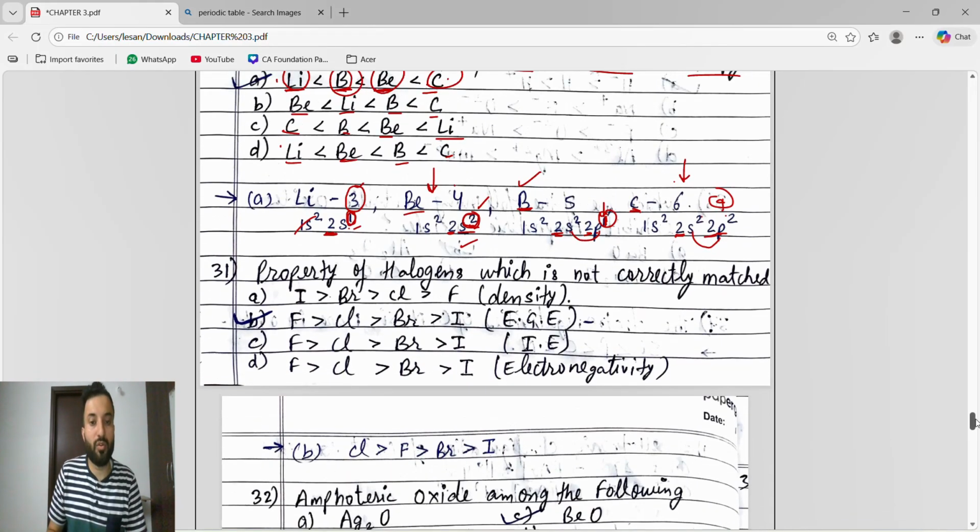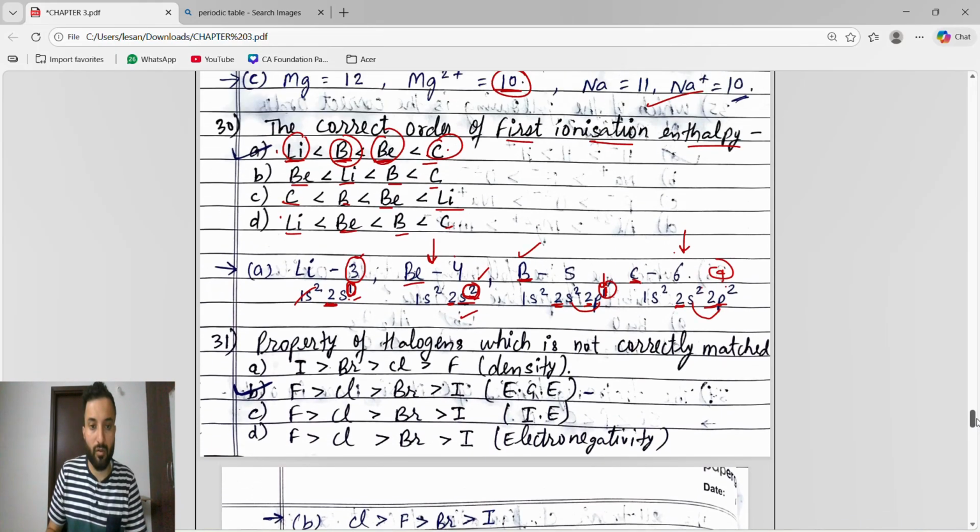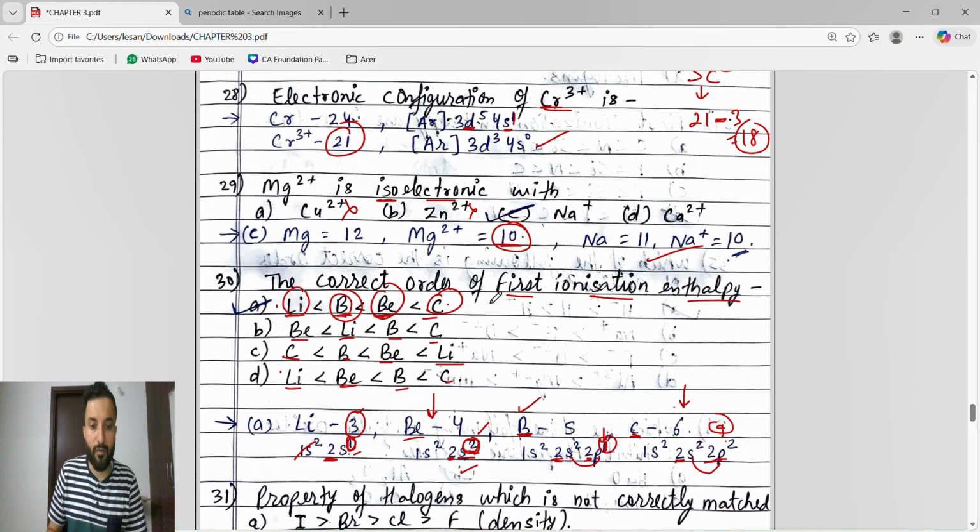Or if you want to check it, you can check it like this also, guys. A very easy thing I will tell you. We have to see the correct order of first ionization enthalpy. See this trick I am telling you for first ionization enthalpy. Maybe in the examination they can ask you for second ionization enthalpy, or maybe for third ionization enthalpy.